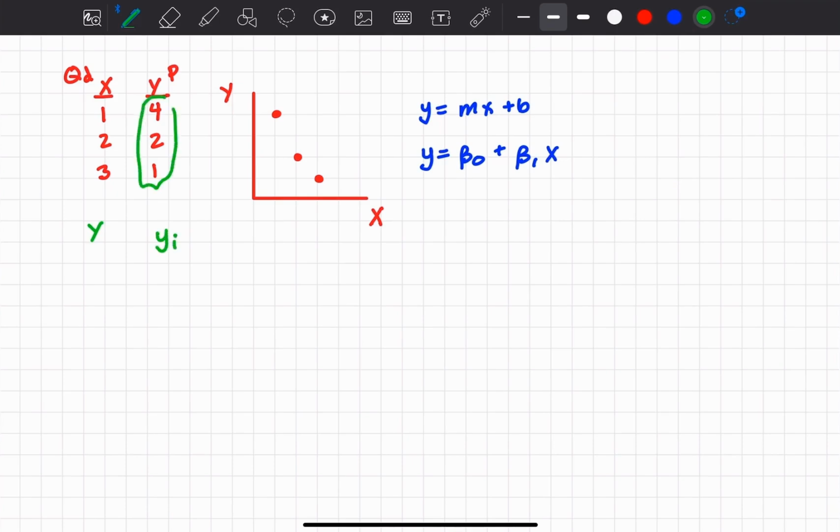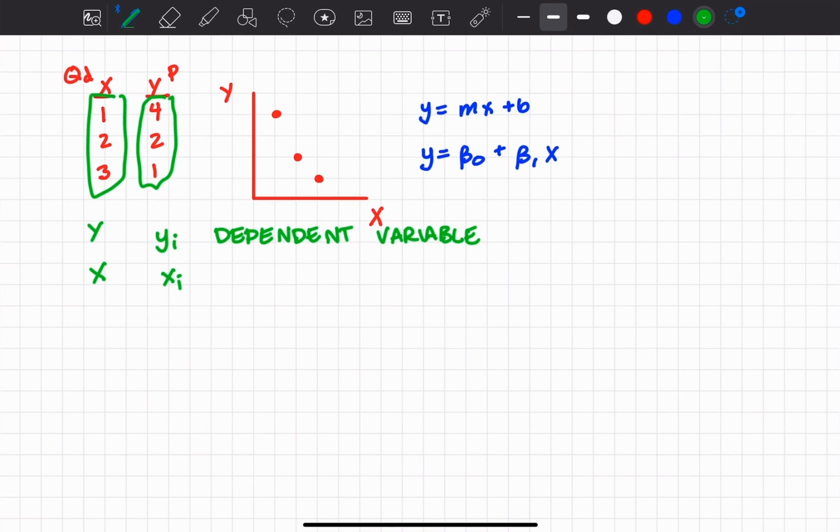Here's 4, 2, 1. Those are the yi's, and we're going to refer to y as our dependent variable. It's the outcome. So we're trying to predict what the data generating process is, what we're trying to describe. So that's our dependent variable. And we'll also have another random variable x, and the sample that we get from x is our xi's.